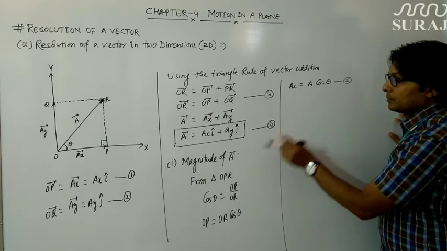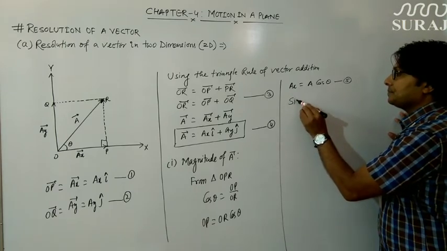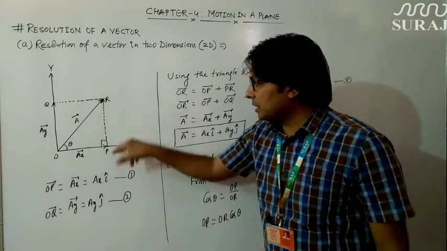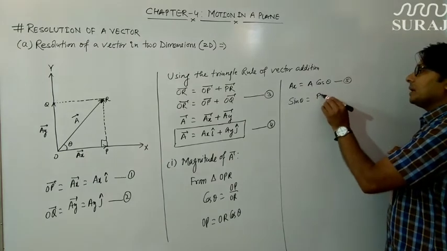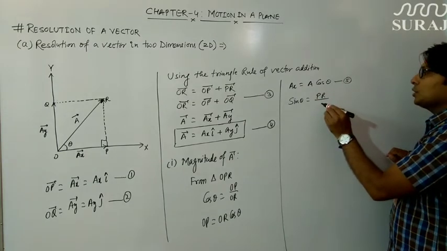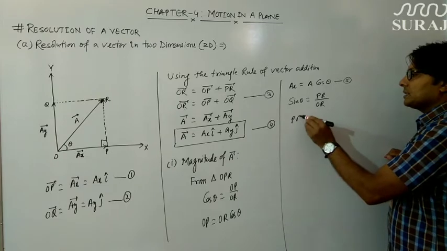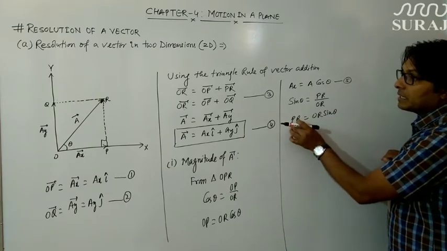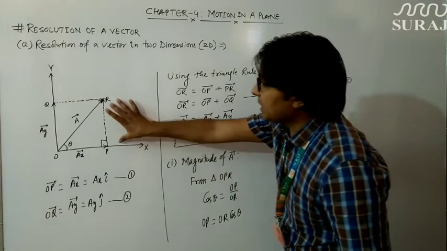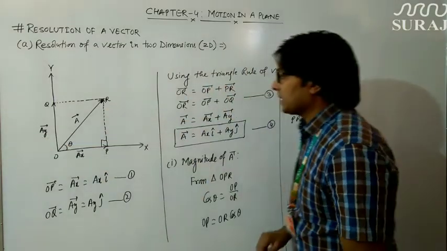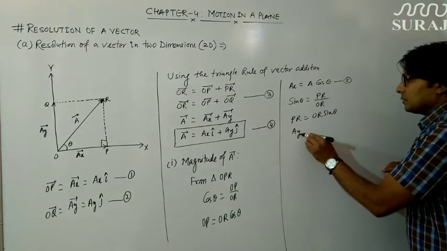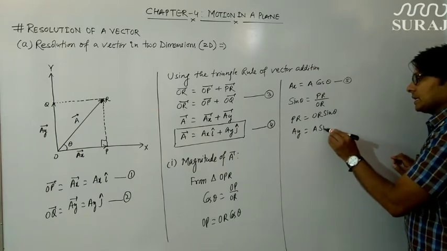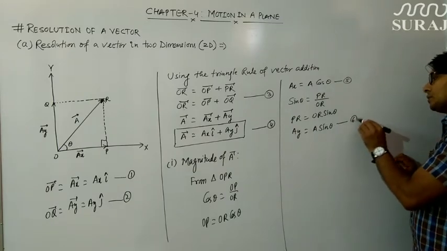So from the same triangle, sin theta will be perpendicular upon hypotenuse, and perpendicular is PR. PR upon hypotenuse, that is OR. So PR is equal to OR sin theta, and PR is the magnitude of AY vector. So AY is equal to OR, and OR is the magnitude of A vector, that is A sin theta. So this is suppose equation 6.